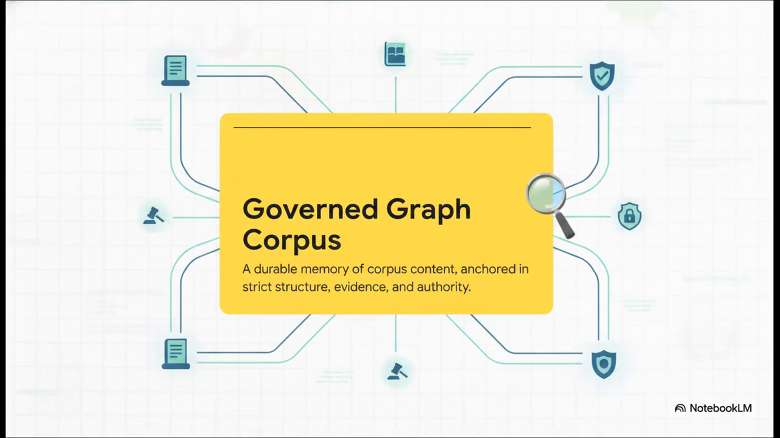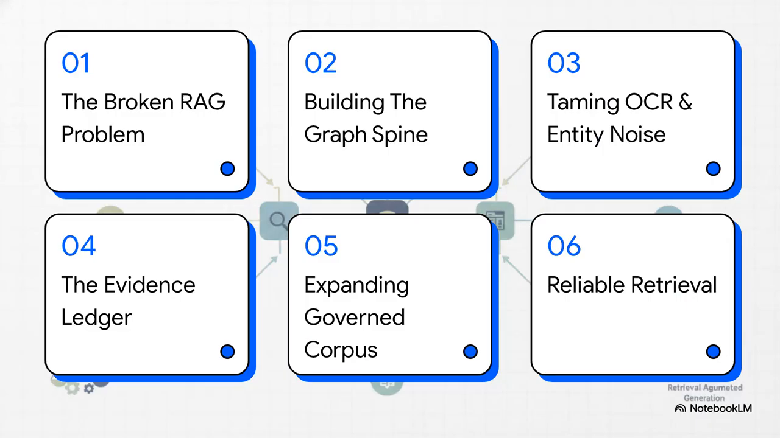So, what are we actually trying to build here? Well, we have to completely redefine our goal. We aren't just retrieving random isolated text chunks anymore. Instead, we are constructing a highly organized infrastructure of truth. Think of a governed knowledge graph as a durable memory, one that is firmly anchored in strict structure, verified evidence, and undeniable source authority. Right, to build this enterprise system, we need a solid blueprint.